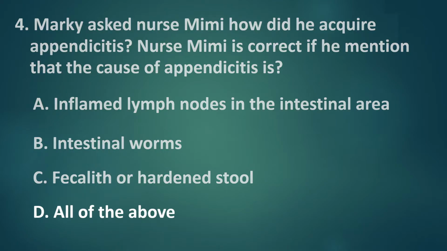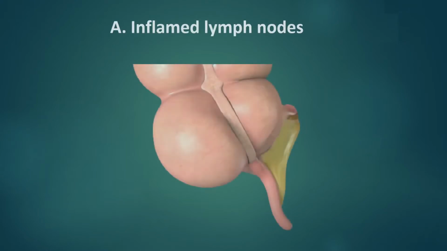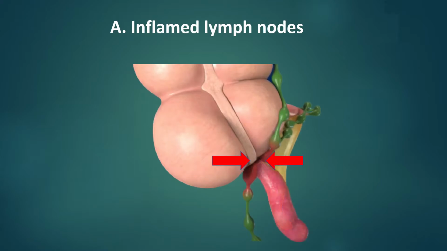The correct answer is letter D, all of the above. Lymph nodes surrounding the abdomen cover some portion near the appendix. Once this lymph node is inflamed due to viral or bacterial infection, this compresses the appendix, causing it to inflame.